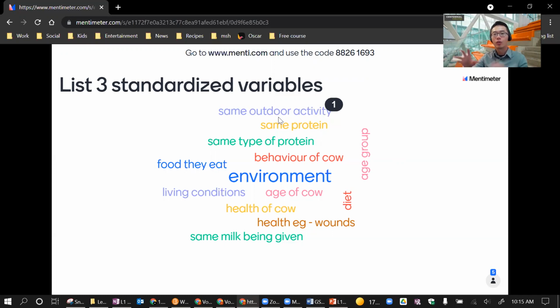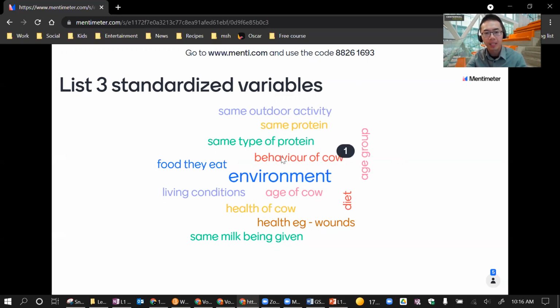So, same outdoor activities. I love that. You don't want to lock up the cows who are not having high protein, and then the other ones get to go out and free range. You want them to have the same outside exposure. The type of proteins you feed them is also important. You want to have the same feed for both groups. It's just the amount that you're getting varies. Same type of protein, that's good.